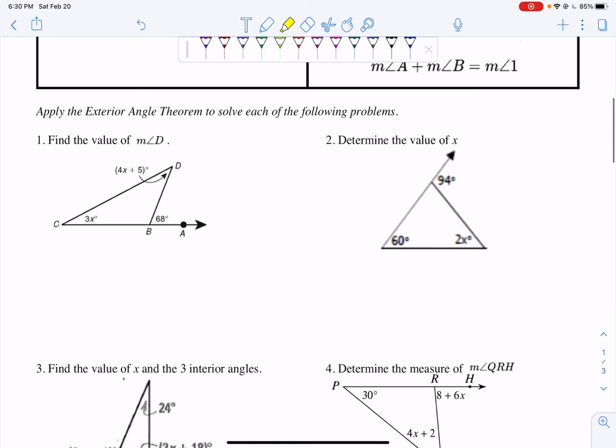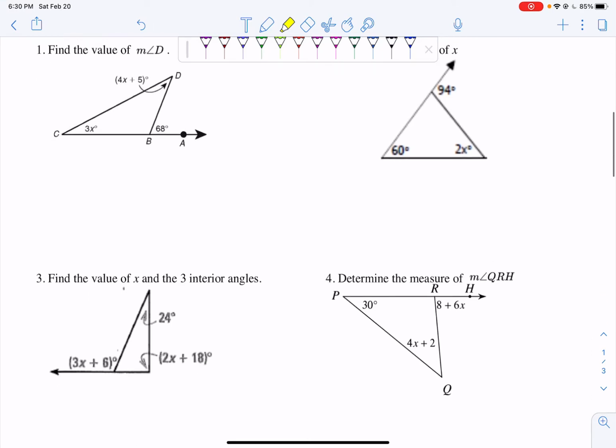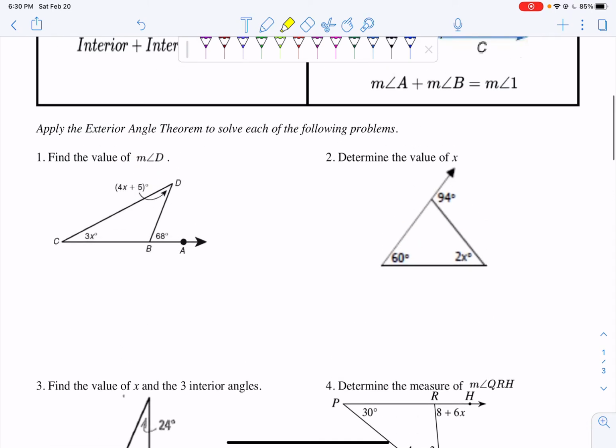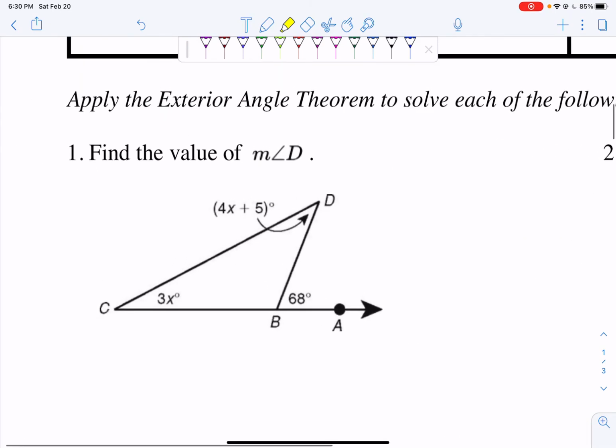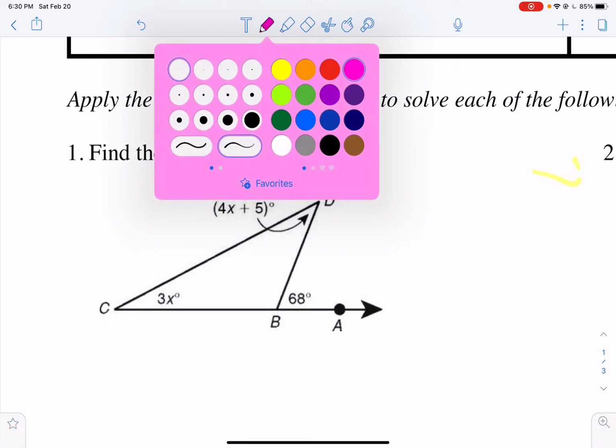So let's actually apply the exterior angle theorem and solve some of these problems. In some of them it says find the value of x, some of them it says find the value of an angle, and so forth. So what we're going to do is apply the exterior angle theorem, and when we do, we have to pay very close attention.